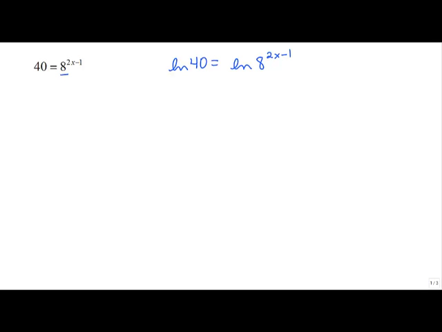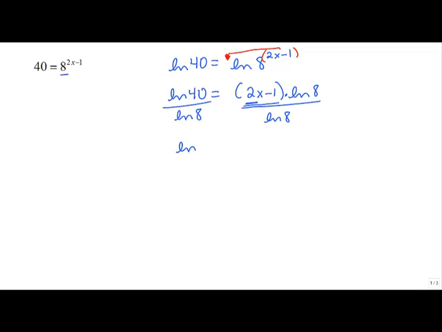We need to be very careful when bringing down the exponent. We need to put it in parentheses because all of it is multiplied by the natural log of 8. We have choices on how we can solve for x. We could distribute the natural log of 8, or we could just divide by the natural log of 8. I will divide. Now I just solve for x normally. I need to add 1 and then divide by 2.